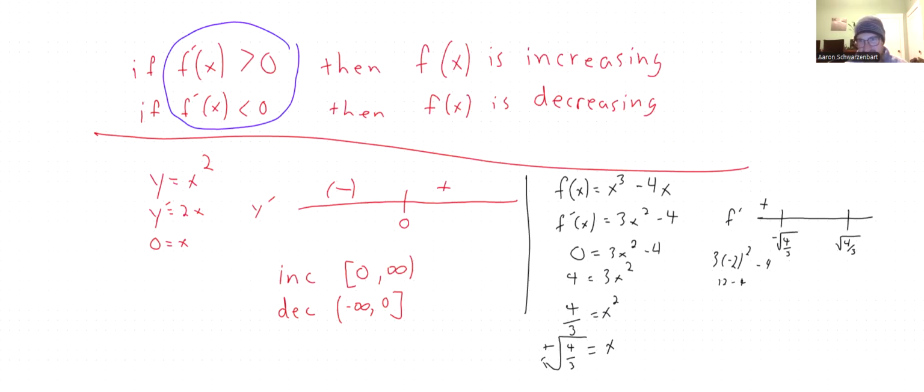Easiest number between these two is 0. That's 0 minus 4 is a negative. And easiest number to the right of the square root of 4/3 is probably 2. Again, 12 minus 4 is 8. That's a positive. So looking at my function, where it's positive, it is increasing. It's positive from negative infinity to negative square root of 4/3.